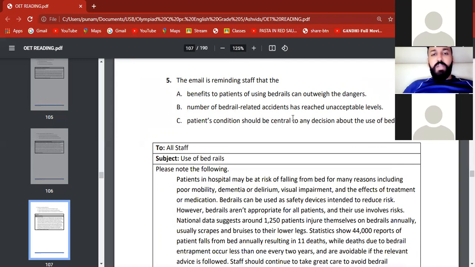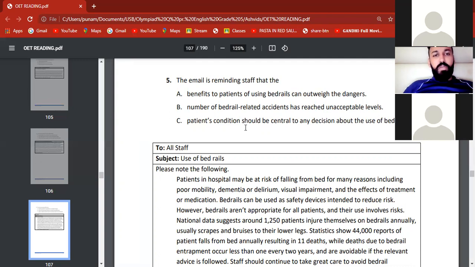Second, the number of bed rail related accidents has reached unacceptable levels. So: high bed rail accidents. Third, the patient's condition should be central to any decision about the use of bed rails. So: central to any decision, patient's condition. So first is benefits are more than the dangers. Second is about a high number of bed rail accidents, and third is about patient condition.